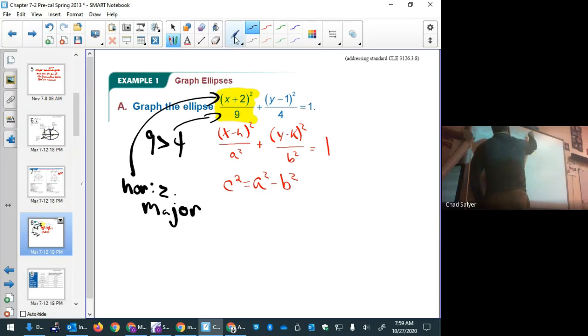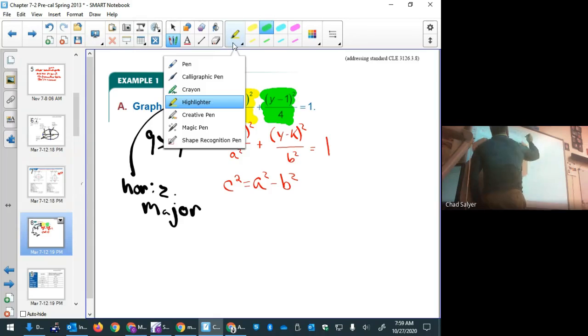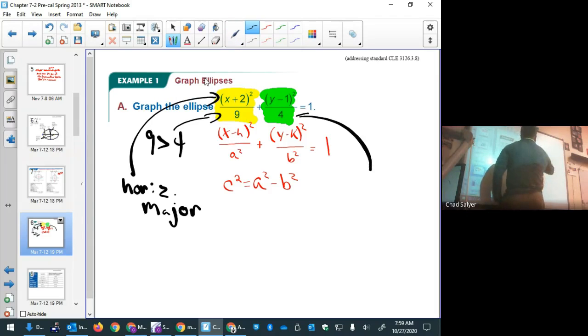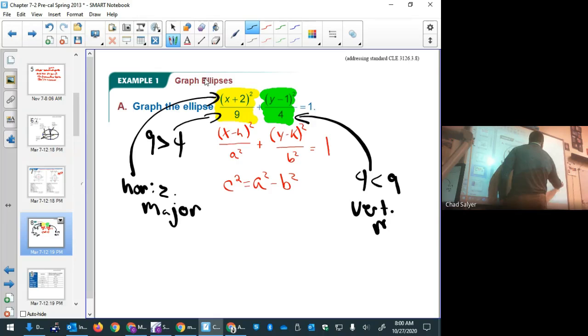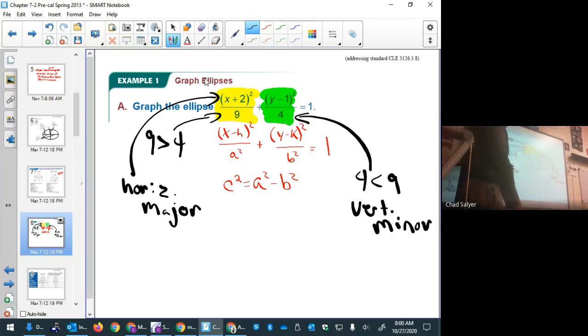And then in this case over here, I know that 4 is less than 9, and so we have a vertical minor axis. So we've got a horizontal major axis and a vertical minor axis.